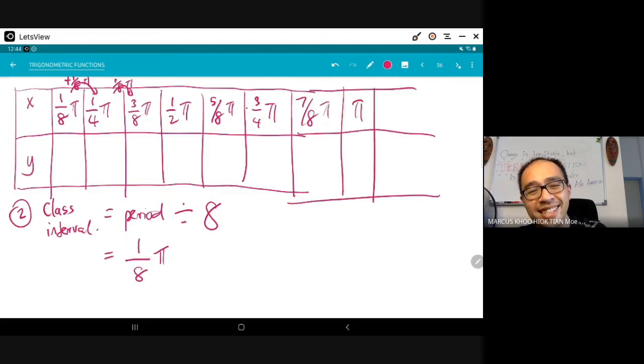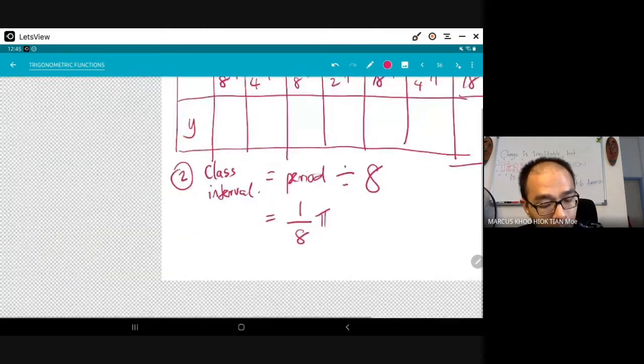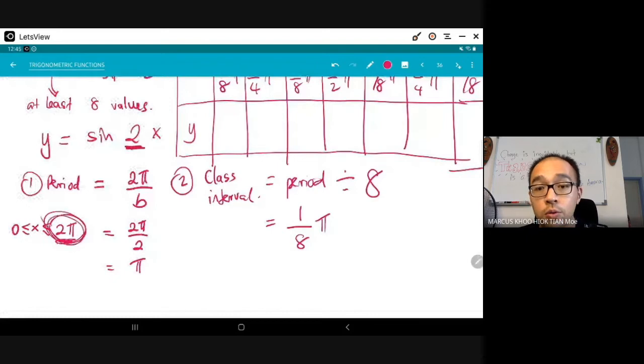And then after, plus 1 over 8 is 1, plus 1 over 8 is 9 over 8 pi, and so on and so forth, until you reach 2 pi.